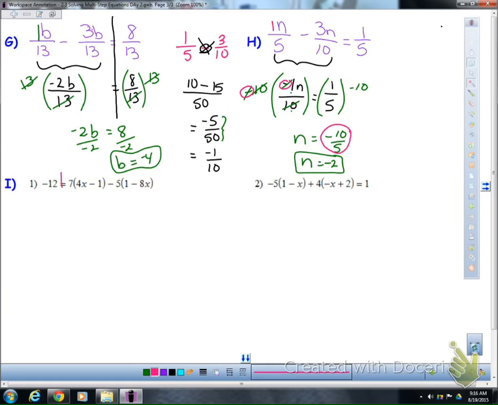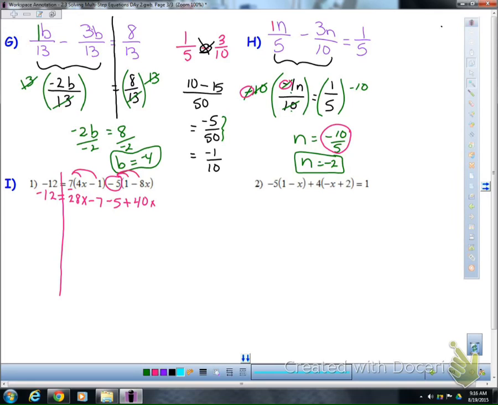Okay, let's look at example I. This time we have to distribute before we can do anything. And whenever we distribute, this time we have 2 times we need to distribute because we have 2 sets of parentheses. So we're going to start off with the 7. 7 times 4x is 28x. 7 times negative 1, negative 7. Now, be extra, extra, extra careful here. We are distributing a negative 5 to both of those. So negative 5 times 1 and negative 5 times negative 8x gives us positive 40x. So be very careful there distributing your negative.